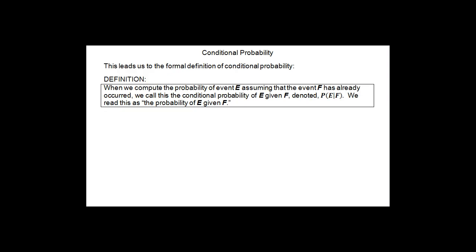Sort of collecting things together and putting them in a more formal format now. Here's the definition. When we compute the probability of event E, assuming that event F has already occurred, we call this the conditional probability of E given F. We denote it with that notation with the vertical line, as I showed you earlier, and it's read the probability of E given F.